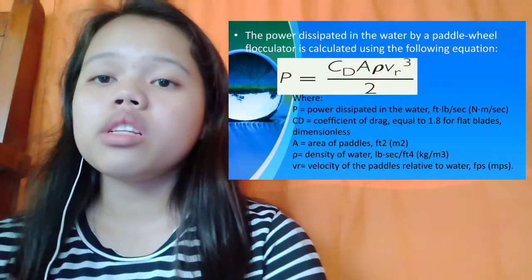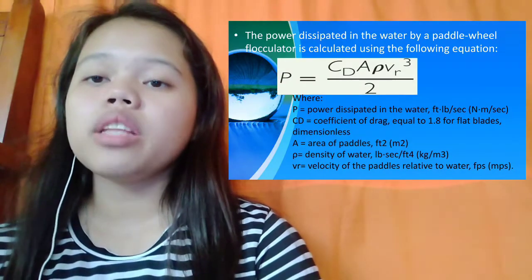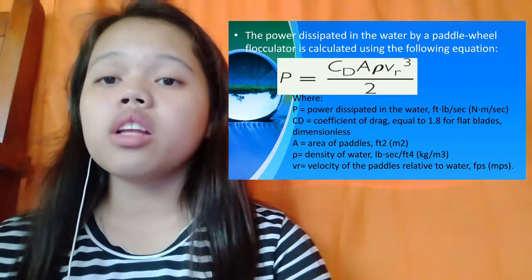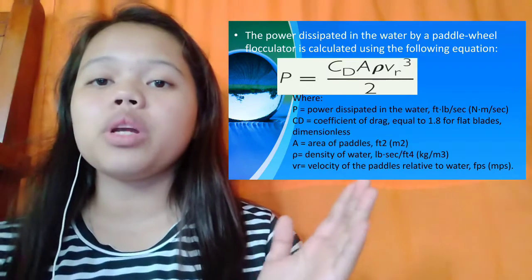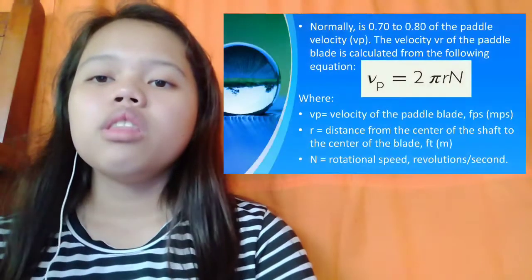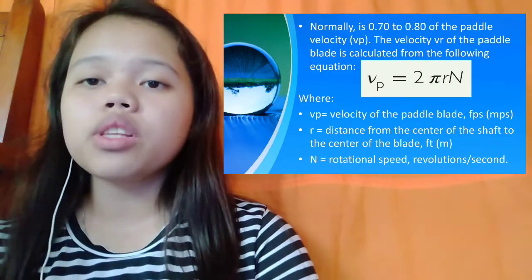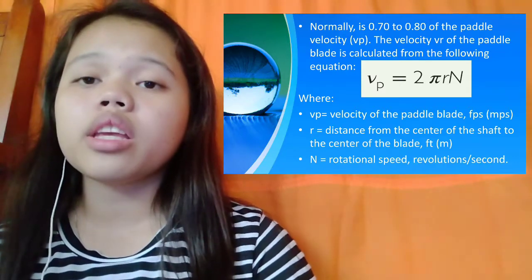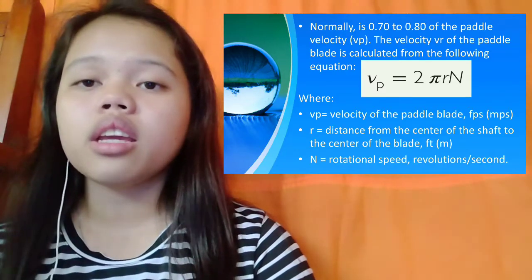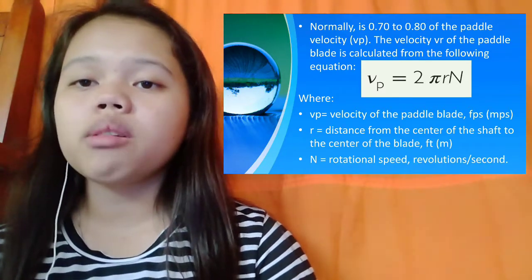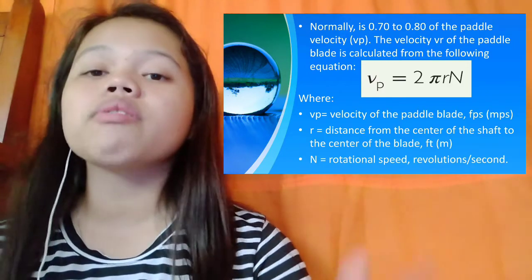The power dissipated in the water by a paddle wheel flocculator is calculated using the following equation. The water velocity is normally 0.70 to 0.80 of the paddle velocity. The velocity of the paddle blade is calculated from the following equation.